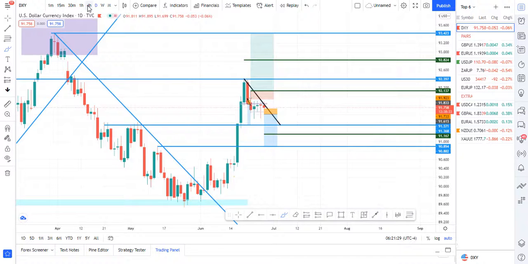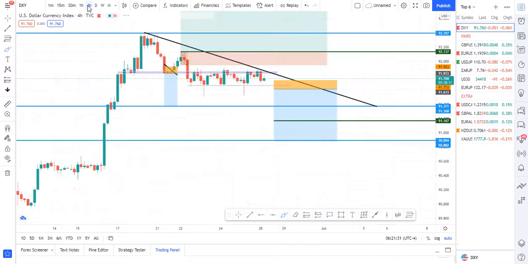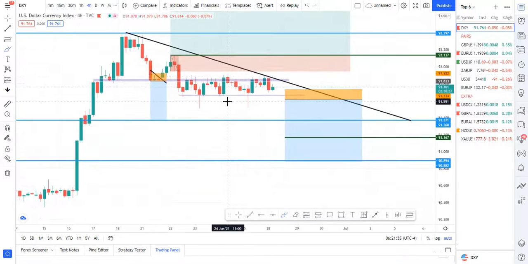Now I'm going to go to the 4-hour to see the structure holistically, and what you can see right here is that we're in a consolidation. So we've been consolidating since the 22nd of June.